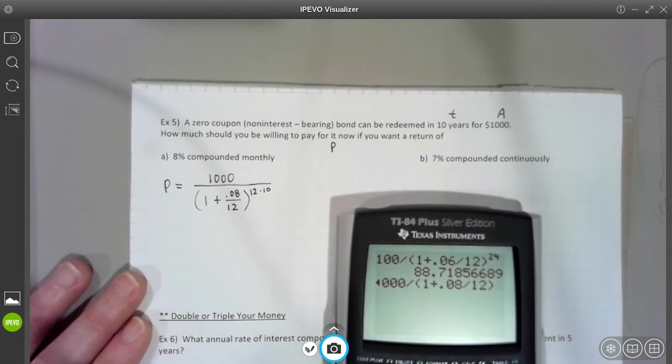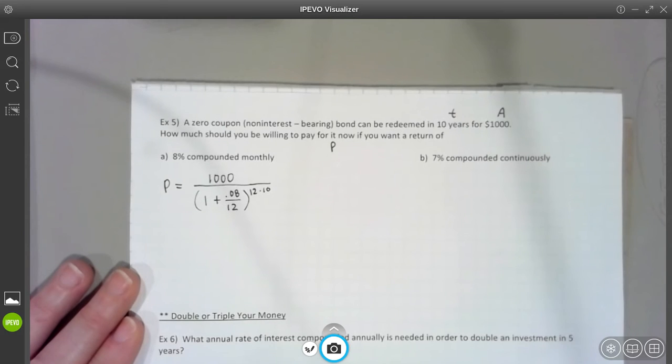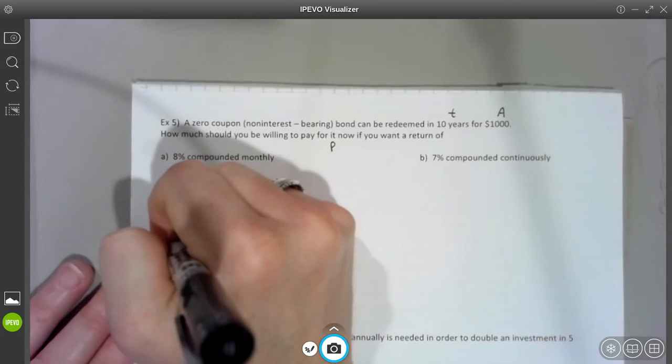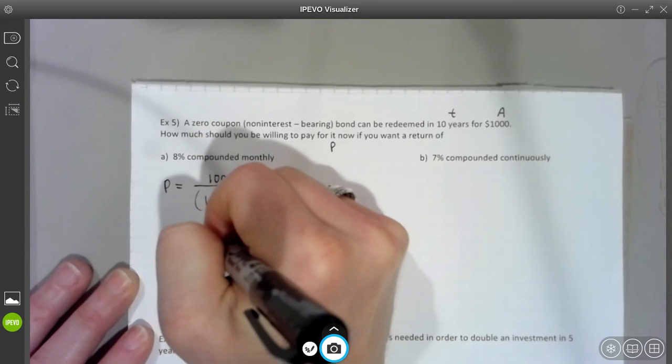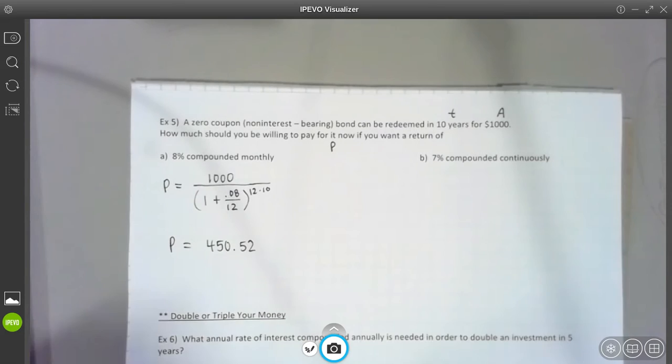And again, obviously that's 120, so I'm just going to put in 120 as my exponent. And you should be willing to buy it right now for $450.52. Just watch on your homework, guys, if they tell you to round to the nearest dollar or the nearest cent. So that means you'd have to pay $452 right now to end up with $1,000 at the end of 10 years.